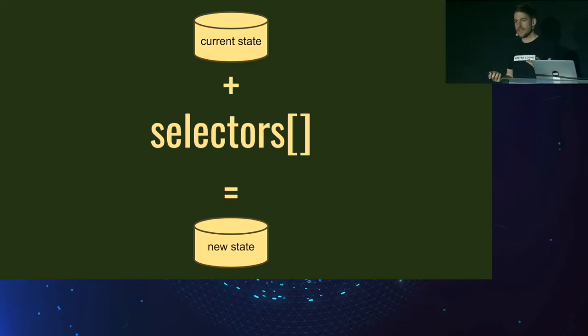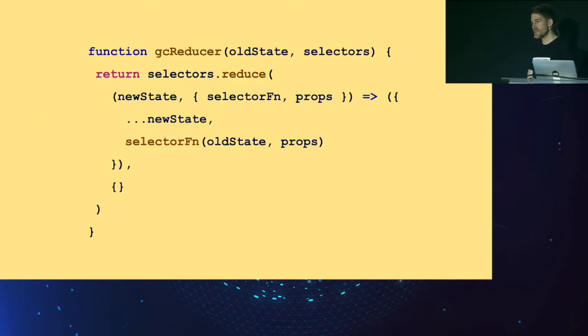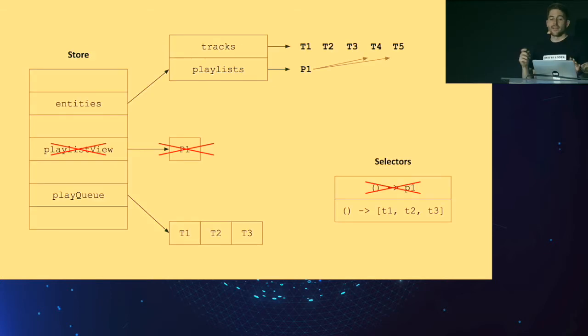The way this is implemented is it's just a simple reducer, like a simple Redux action. There's a garbage collection action that just starts a special reducer behind the scenes that lives next to our regular reducer. And the garbage collection reducer is actually the most boring part of this, because it is a giant reduce over all your selectors. So you take the old state, and then reduce all selectors and keep adding to an empty state. As you can see, the reduce function accepts an empty state. This is literally what we start with. We throw everything away, but we still have the old state there. Then we run all selectors, and we get this fresh, clean part of the state, without duplicates.